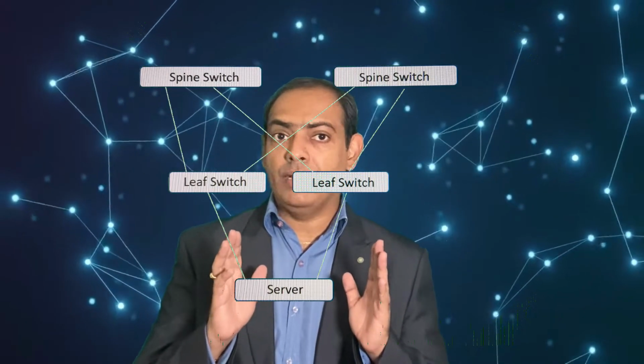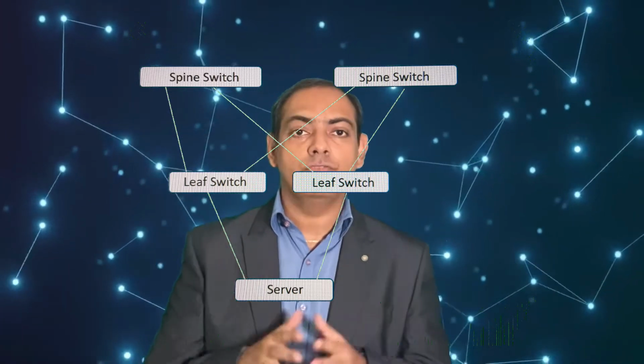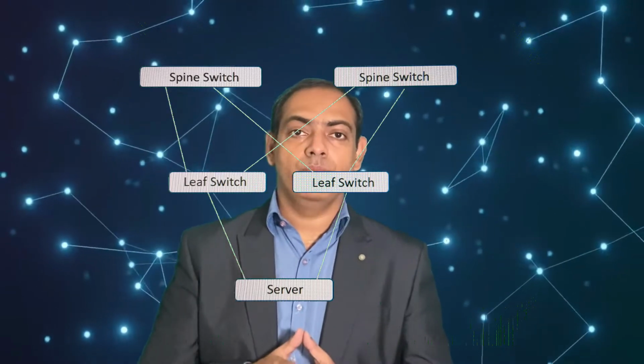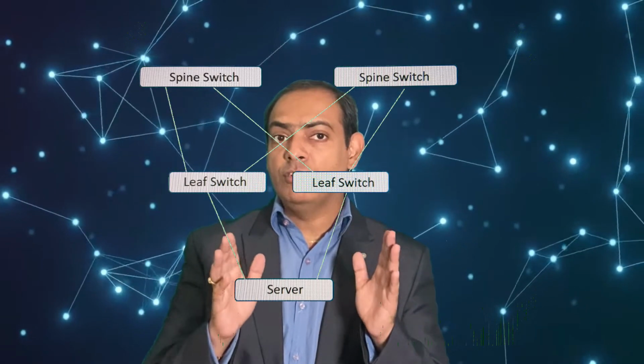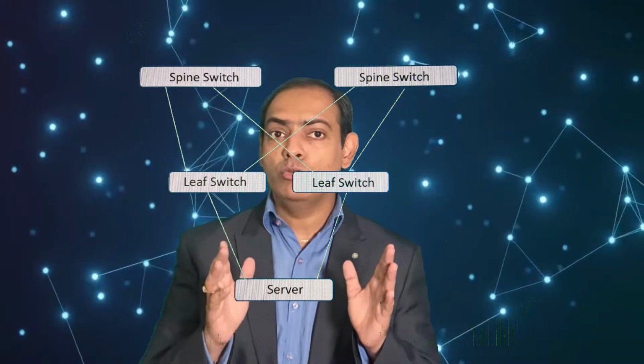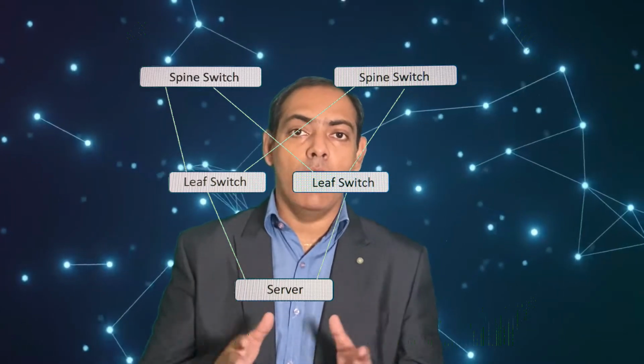ACI introduces a spine and leaf design based on Clos architecture. This is a two-tier design wherein each leaf switch gets connected to each spine switch. Leaf switches cannot get connected to another leaf switch, and spine switches cannot get connected to another spine switch. Workloads will only get connected to the leaf switches. The advantage of this design is every endpoint connected to a leaf switch will be able to reach another endpoint connected to other leaf switches in a single hop.